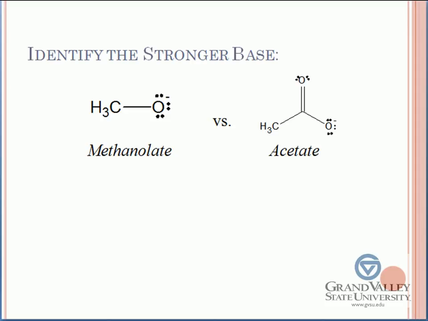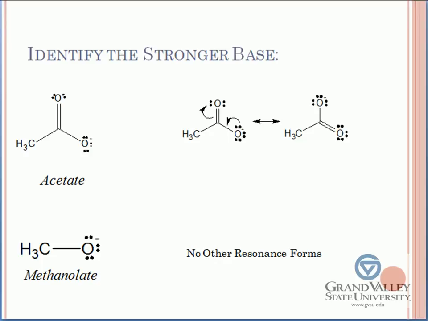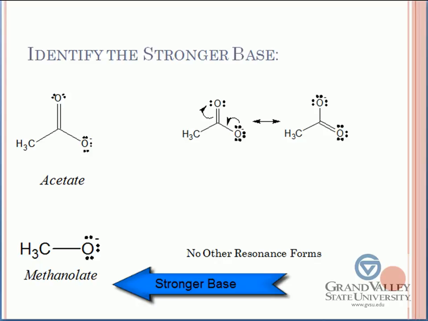Welcome back. Let's check your answers. Both of these structures are anions, meaning a negatively charged ion. The methoxide ion has no possible resonance structures, but the acetate ion has another resonance structure. Because the acetate ion has a resonance structure, its electrons are delocalized and thus less available to be donated to a proton. This decreases the base strength, and therefore the methoxide ion will be the stronger base.